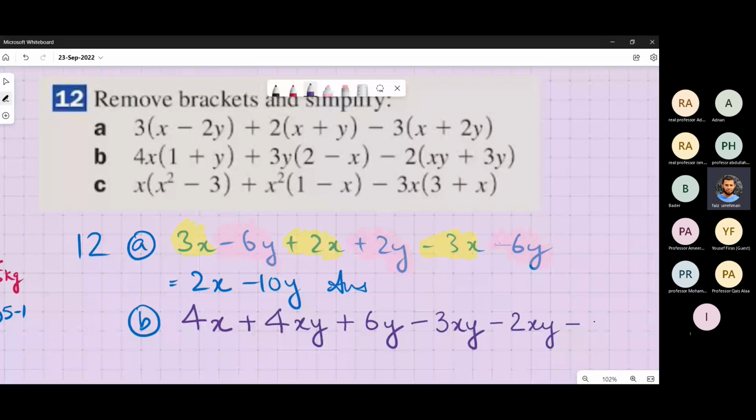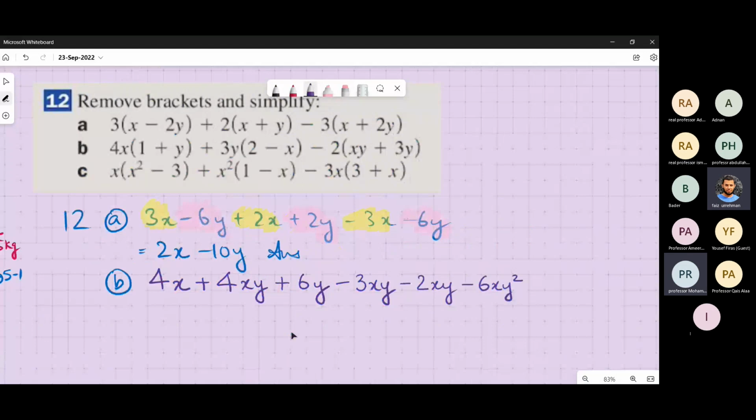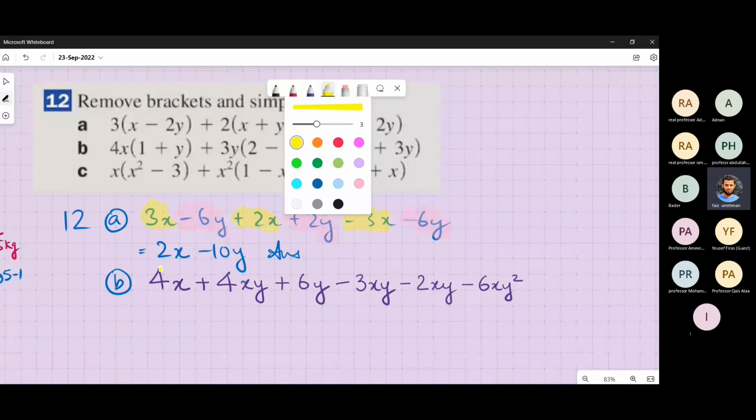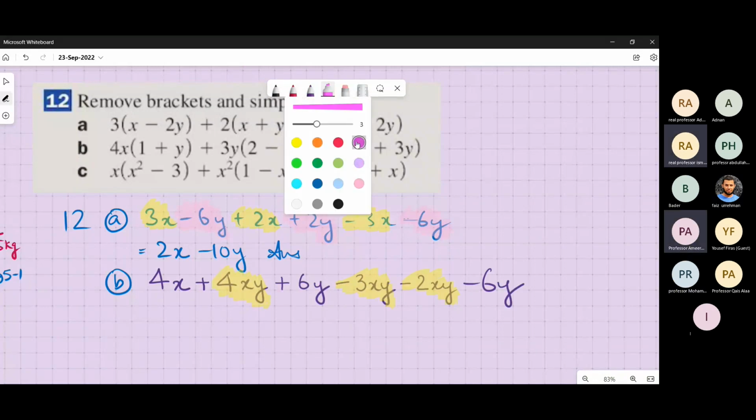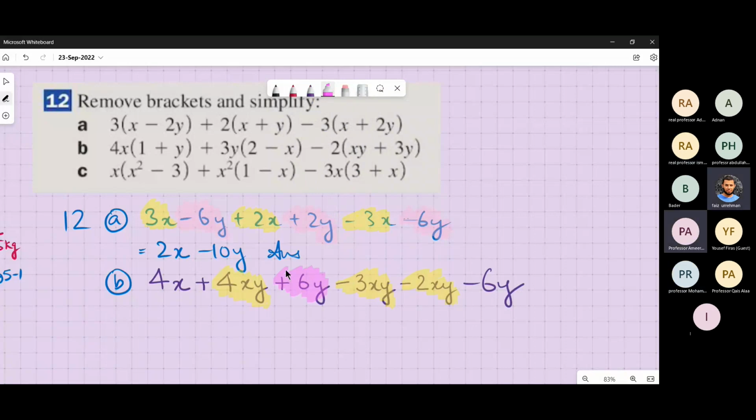This, 6xy square. Sir, you're correct. But there are like terms also, so let me see where the like terms are. There is no like term for 4x. Okay, what about xy? There is xy here. Last one is not correct. Minus 6y. Why not 6xy? But mister, it's plus minus 6y, but you put it minus. So it will be minus, definitely. Okay, so plus minus is minus.